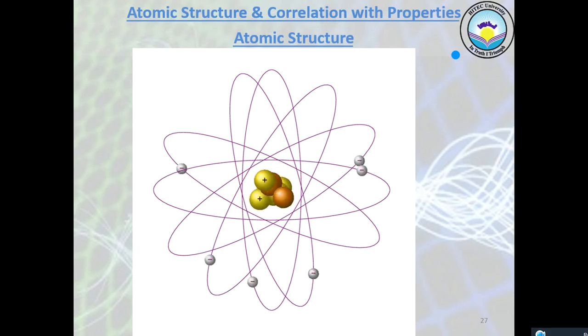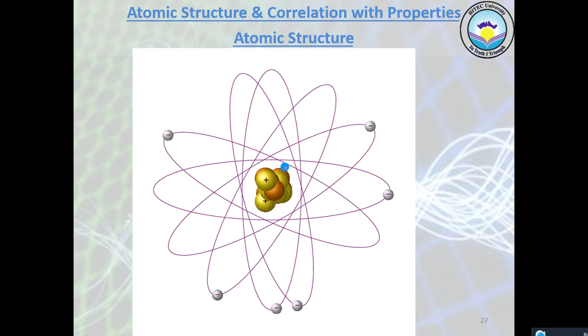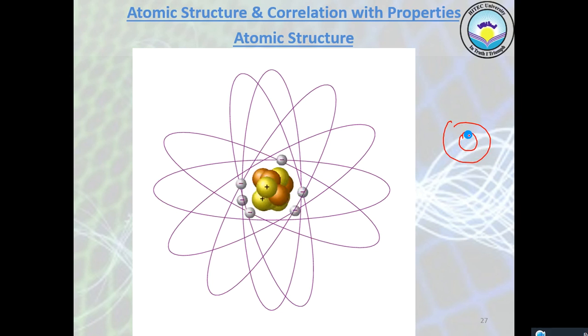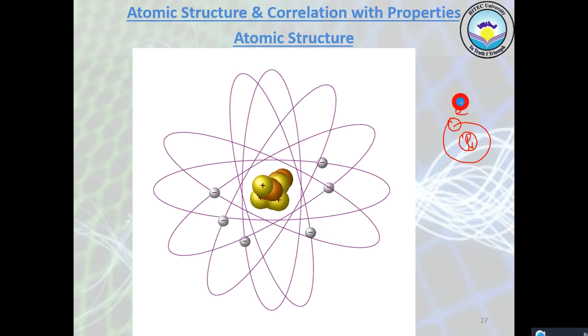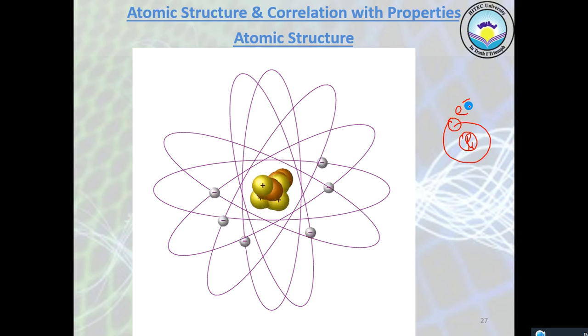Now we will look into the atomic structure and its correlation with the atomic properties. We know that a single atom consists of electrons, protons and neutrons. Inside the atom there exists a nucleus that is densely packed with protons and neutrons, and the electrons exist in the form of an electronic cloud surrounding the nucleus in different energy shells having different orbitals.